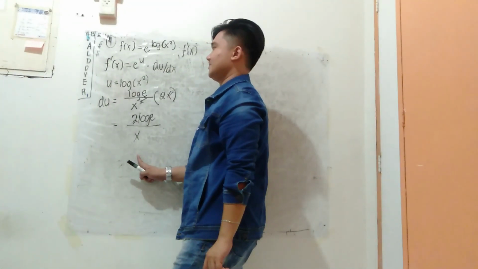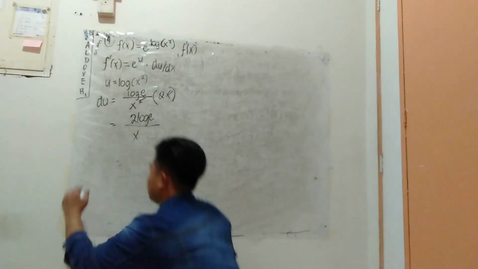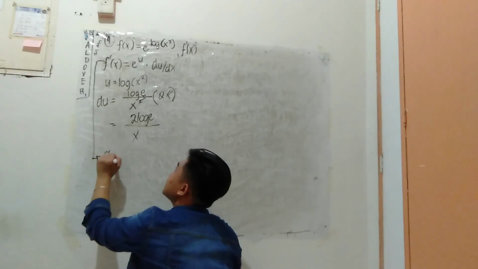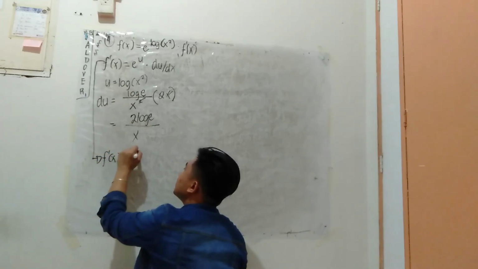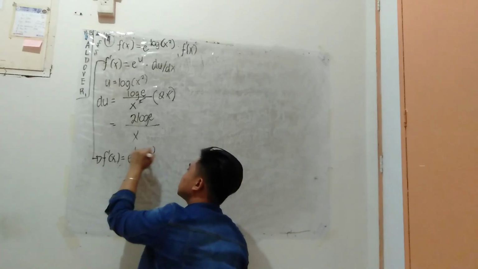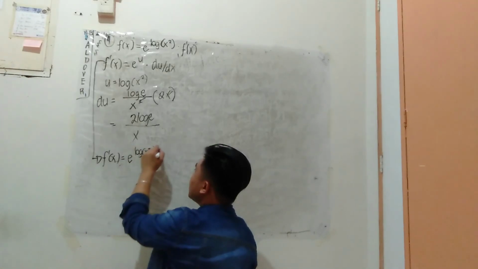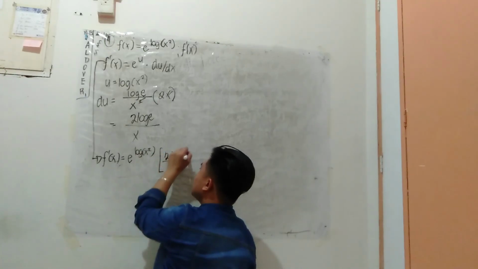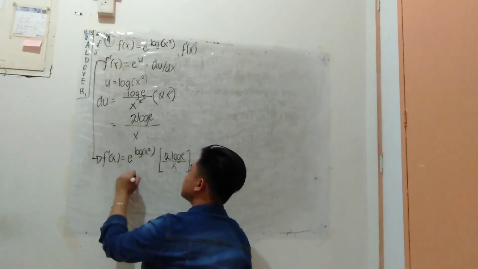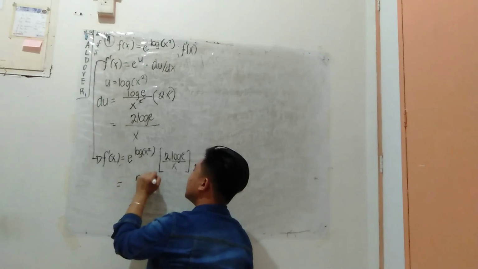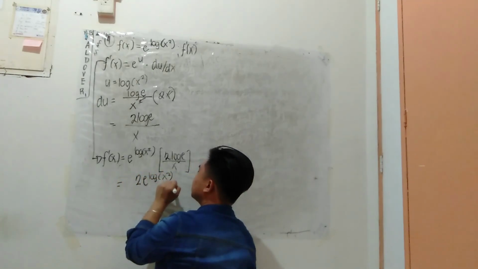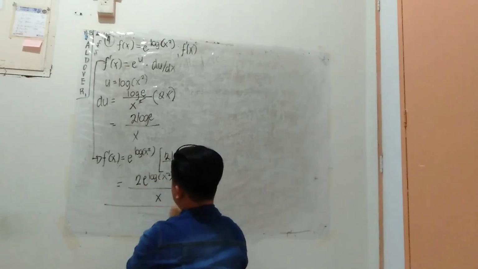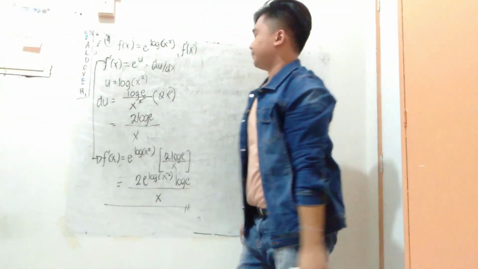Okay? So, gawin na natin. F prime of x is equals to e raised to log of x squared times du dx, which is 2 log e over x. Simplify ko, this is equals to 2 e raised to log of x squared log of e all over x. Okay?